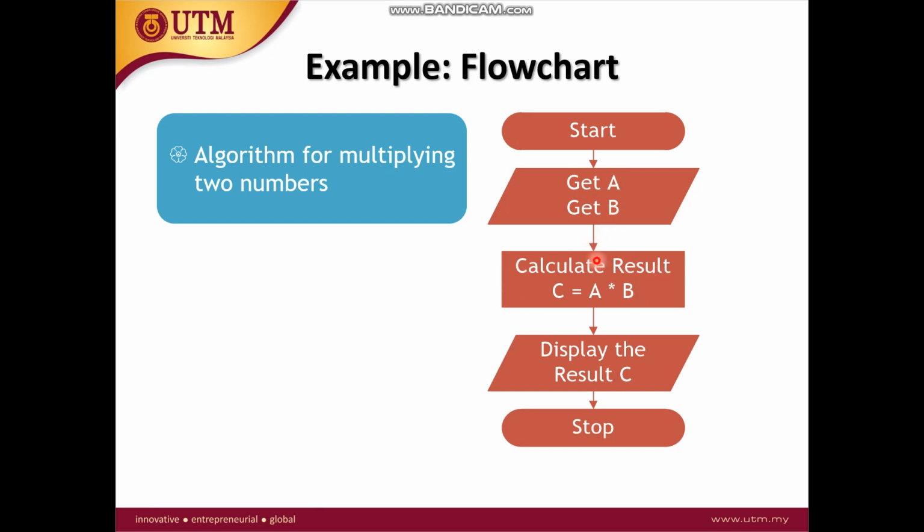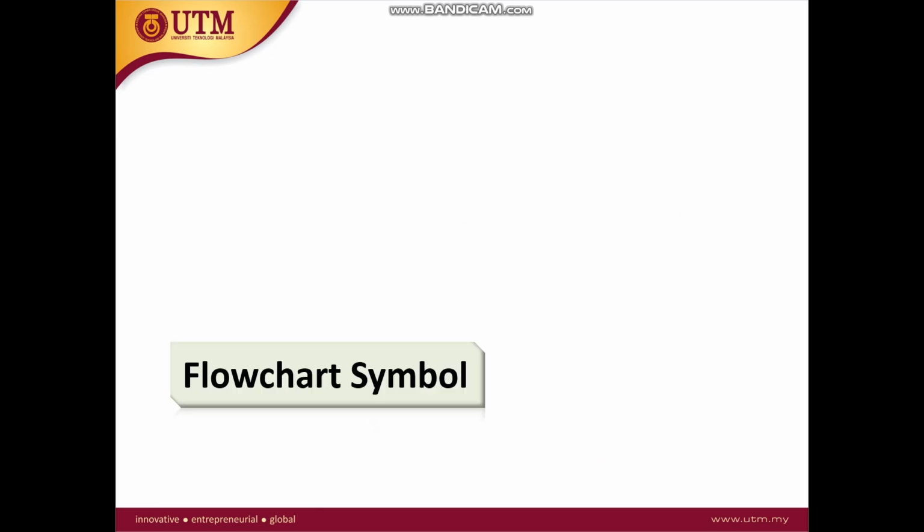Then we are doing the process. We are calculating the multiplication, A multiplied by B. After that, we are showing the result. We are printing the result. We are displaying the result. When we are done with that, we come to the end of our flowchart, which is the stop terminal. You see, we have some different geometrical shapes, and the function of each of them is different. So we are going to talk about that in the upcoming slide.